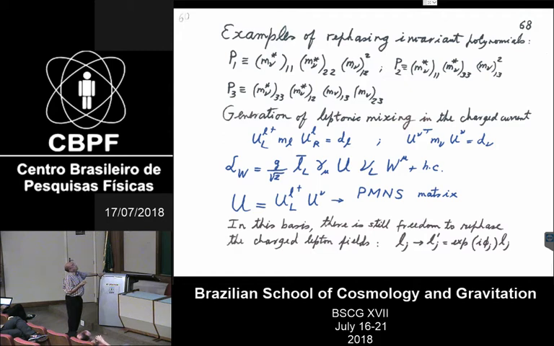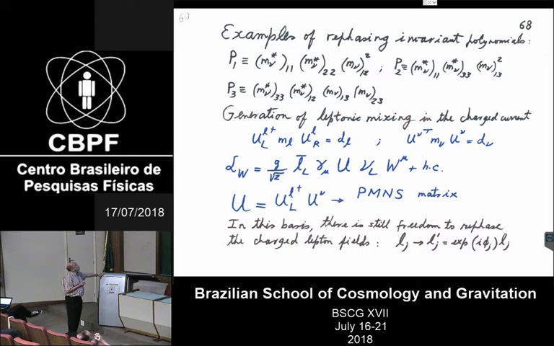Example: rephasing invariant monomials. The individual mass matrix elements of the neutrino mass don't have meaning, but you can construct polynomials that are invariant under this rephasing, okay? And later on, if I diagonalize the neutrino mass matrix, I will generate, very similar to what happens in the quark sector, this PMNS matrix. You don't have much freedom here.